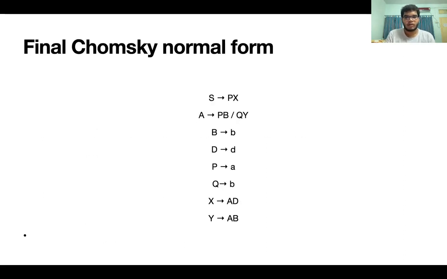So the final Chomsky normal form looks like this, where we can see that in any production there are not more than two symbols on the right hand side, and also there is no production of the form of a non-terminal symbol giving a terminal symbol and a non-terminal symbol. So thank you.